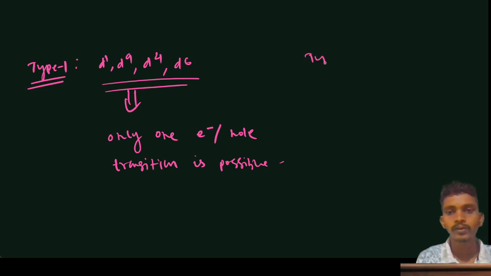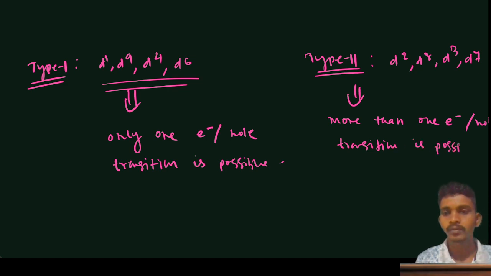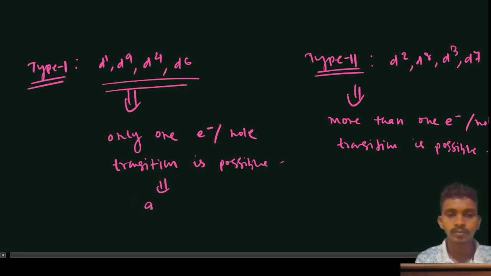And for this type 2, that is d2, d8, d3 and d7, more than 1 electron or hole transitions is possible. Okay, so now we will do the Orgel diagrams. In Orgel diagrams.